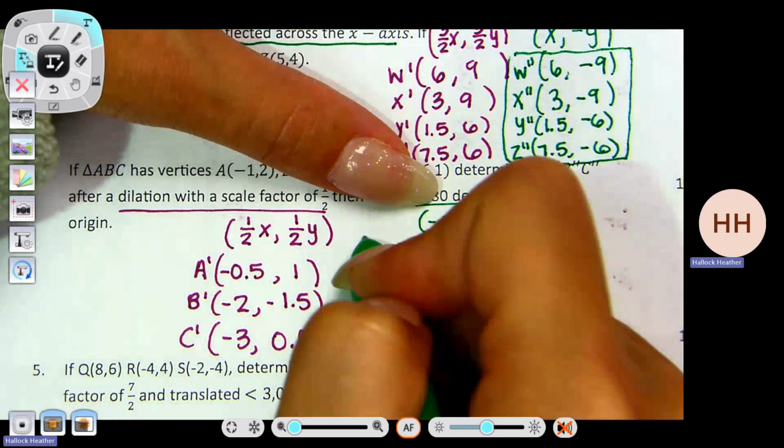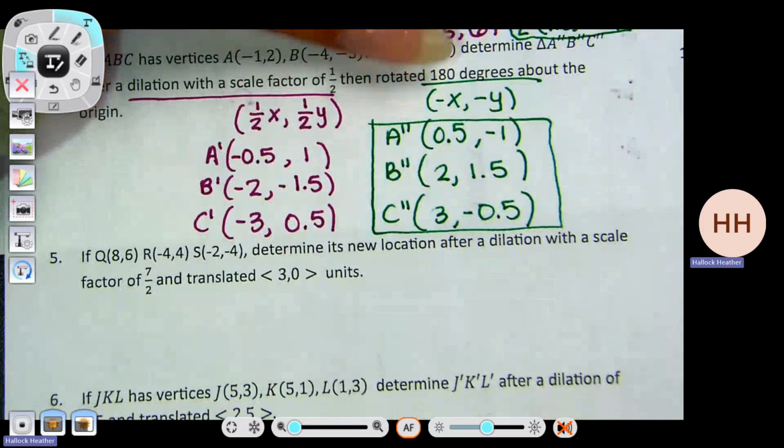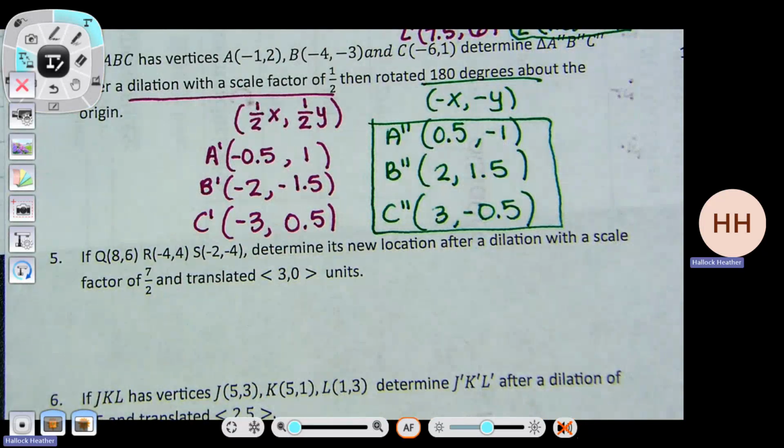How do we feel? Feel okay? Okay, last one you're going to try number 5. And then we'll talk about the answer. And then we will work on the rest of this. Start with your scale factor, 7/2. Use your fraction button.